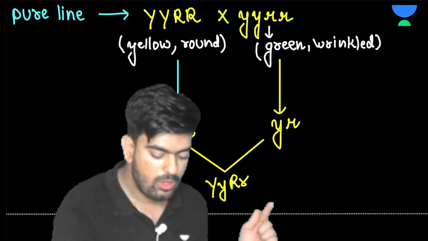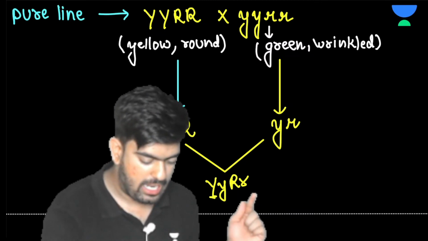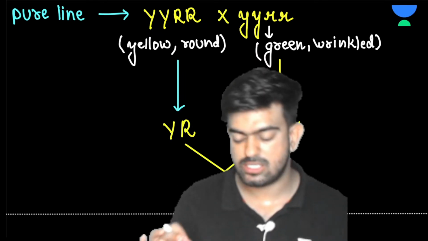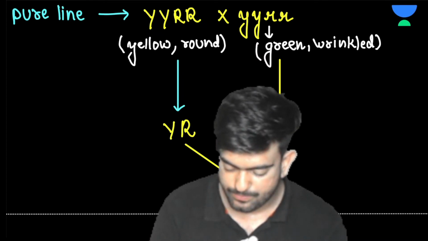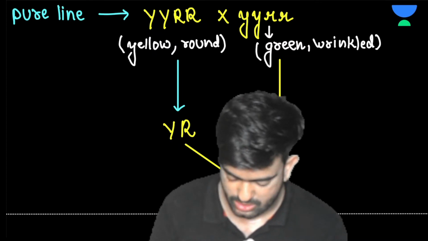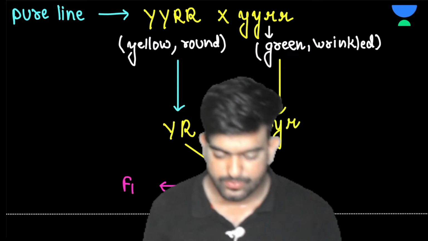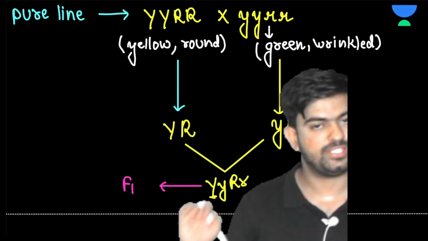Okay, clear? What we will be having? We will be having capital Y and small y and capital R and small r. So this progeny, since this is the first progeny, will be known as the F1 generation. Clear? This is known as F1 generation.